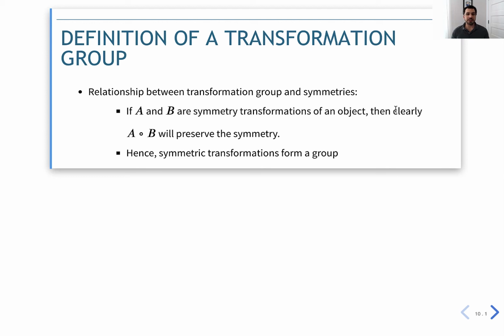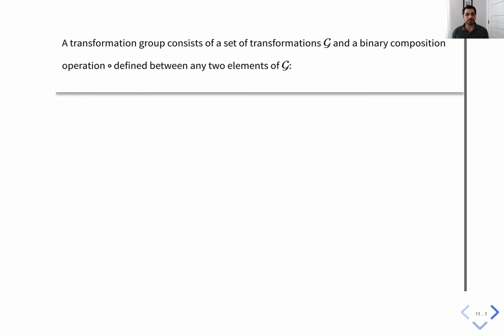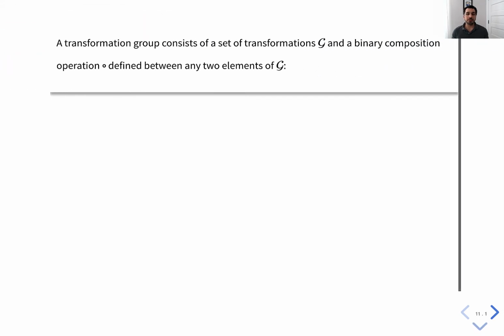Let's now define a transformation group. A being a symmetry transformation, then A composed B is also a symmetry transformation. Therefore, symmetry transformations form a group. A transformation group consists of a set of transformations and a binary composition operation between two elements of this group.